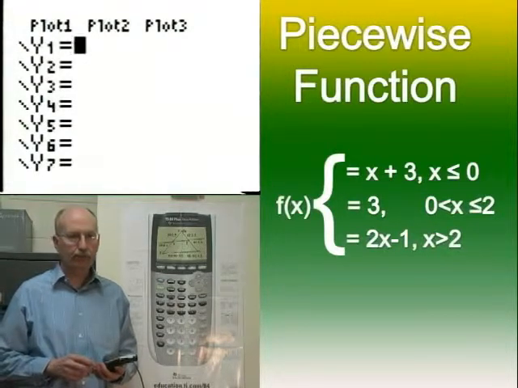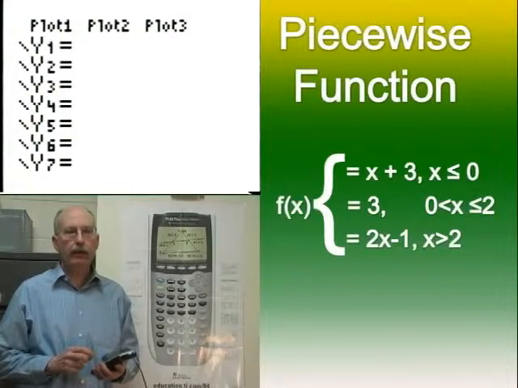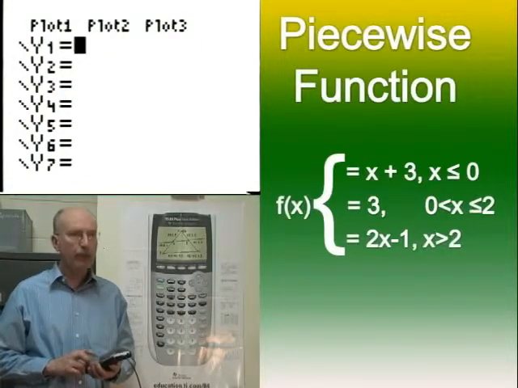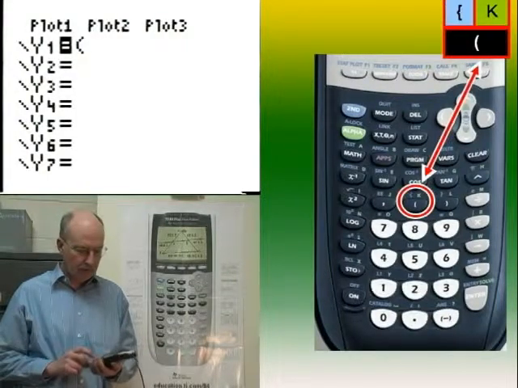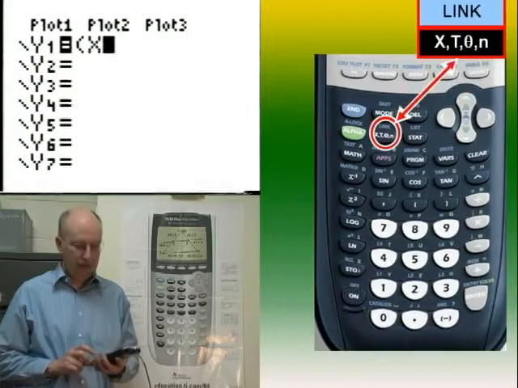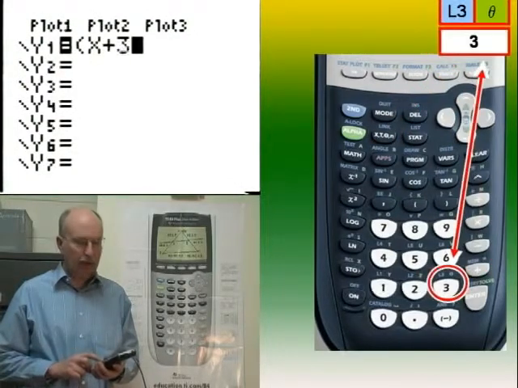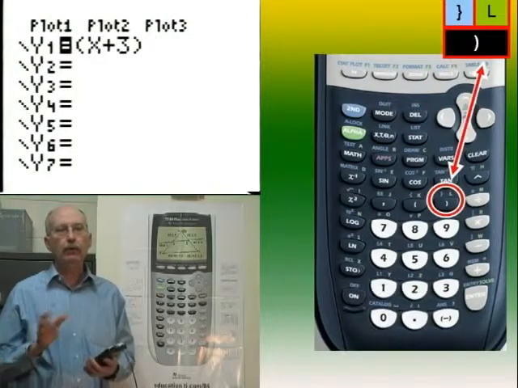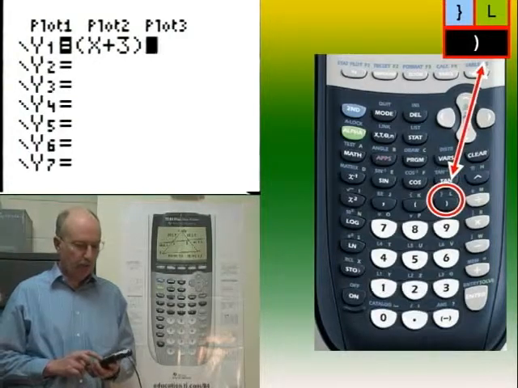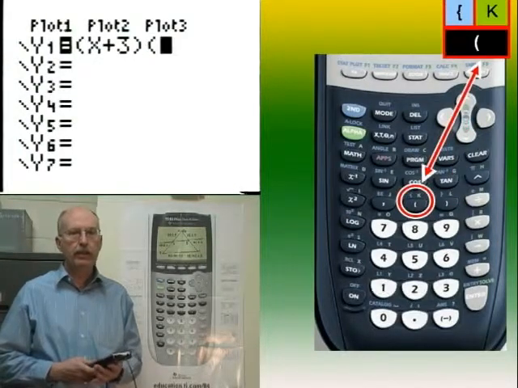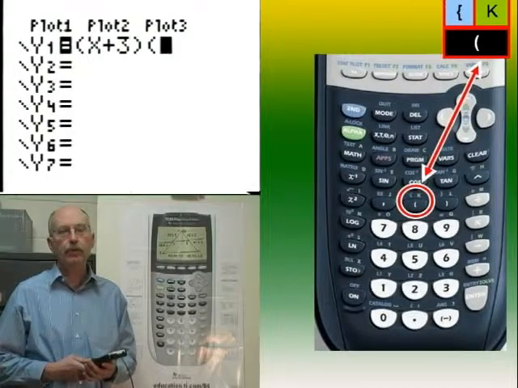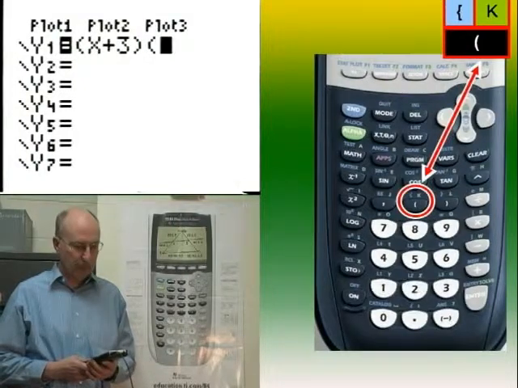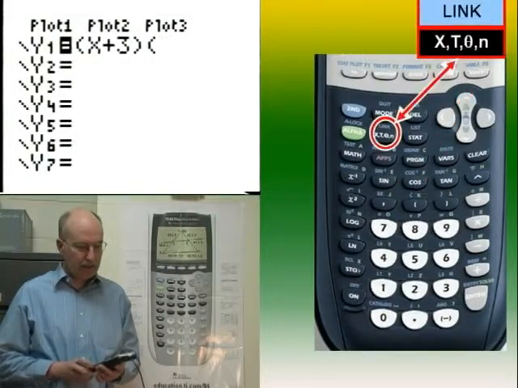So let's try it. We're going to start, and we're going to put the equation in parentheses. So we're going to open with the parentheses, and the first part of the equation was x plus 3. So we're going to enter x using the X,T,theta,n key, plus 3, and a closing parentheses. And now we want to put the condition next to it. So we're going to put an opening parentheses, and we're going to go to something called a test. And we want to test to make sure that x is less than or equal to 0.